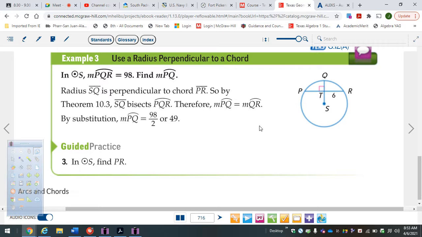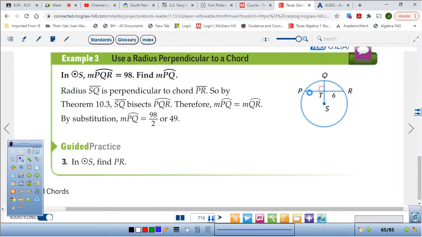Appreciate it. Okay, so in circle S, arc PQR, so it's giving you direction, so we're going this direction, is equal to 98. Find the measure of PQ. Okay, PQ is right here. I want you to say this much.